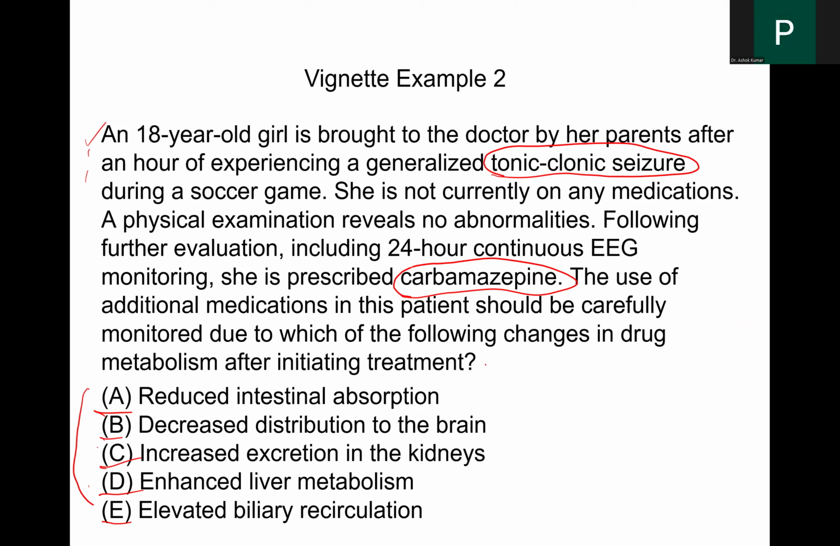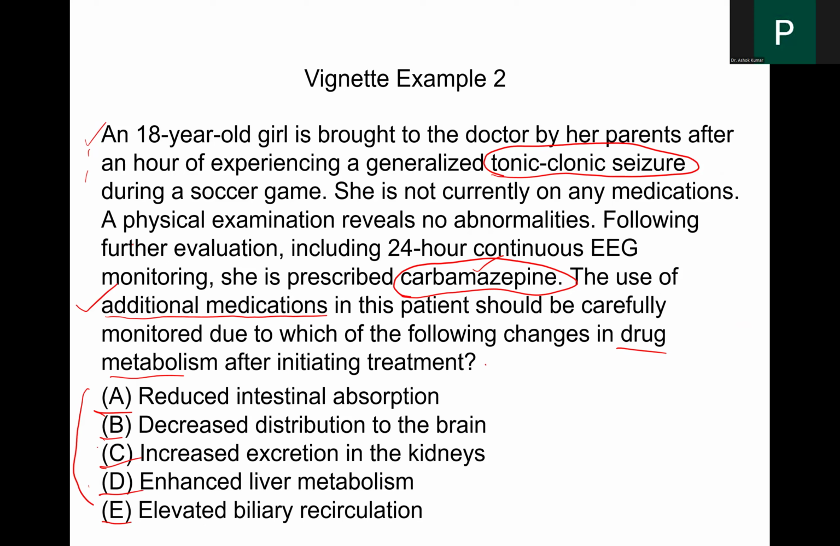The use of additional medications in this patient should be carefully monitored due to which of the following changes in drug metabolism. Now it says the use of additional medications in this patient should be carefully monitored. So if you want to add any further drug, it has to be monitored due to which of the following changes in drug metabolism. So this carbamazepine drug is causing what metabolic effects, that you need to monitor if you administer any additional medication after initiating the treatment.